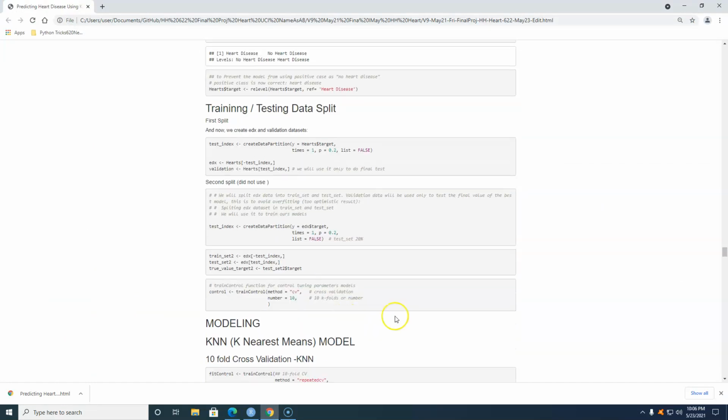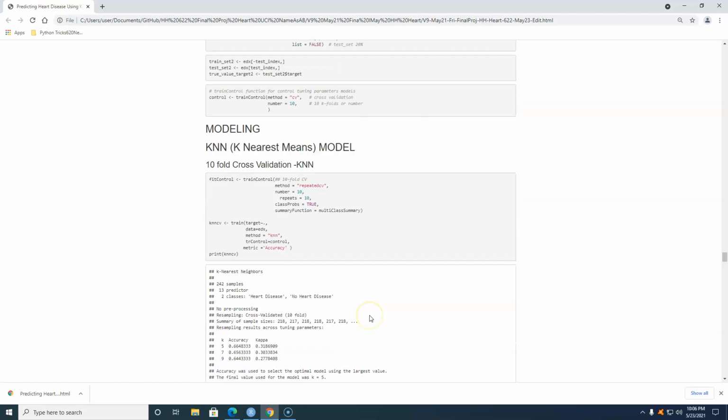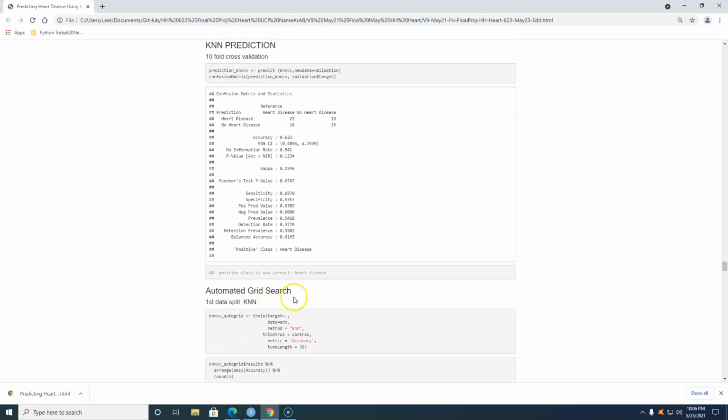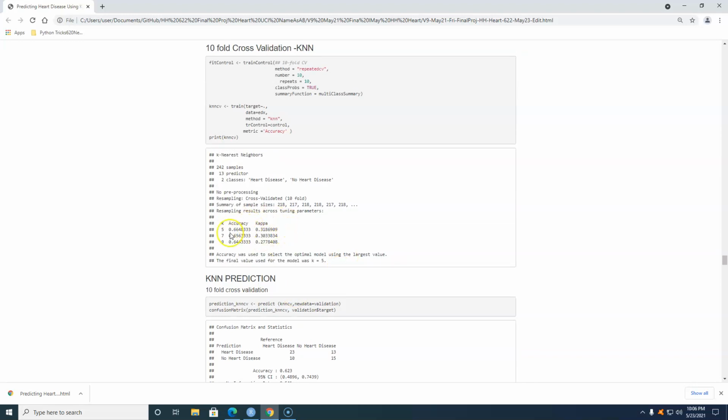So moving on to the models. The first model is the K nearest neighbors model. I did the tenfold cross validation as well as automated grid search. So here are the results for the tenfold cross validation. The accuracy ranges around 64% to 66%, and the model chose 5 nearest neighbors for us.